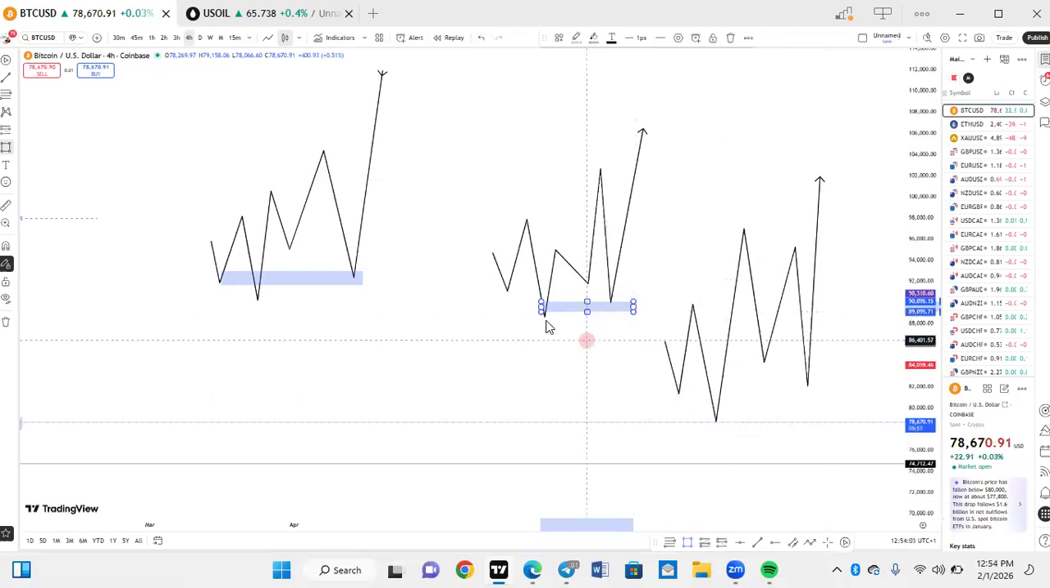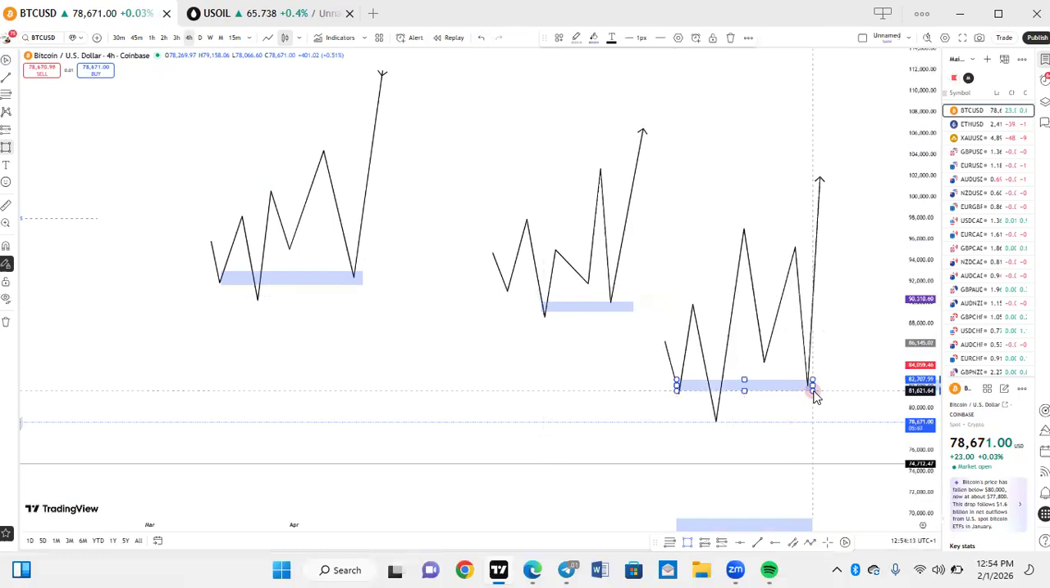This becomes my protected low because I've already swept the liquidity. This is my entry. So this is basically how I trade. This is type 1, type 2, type 3. I think I shared this in the channel also. So you should also try to spot this on the chart.